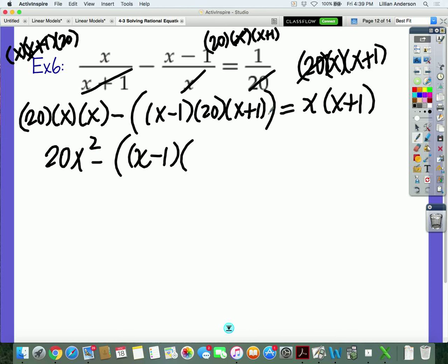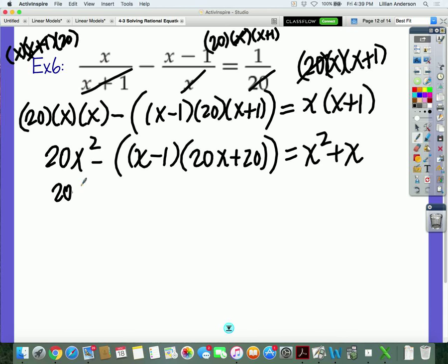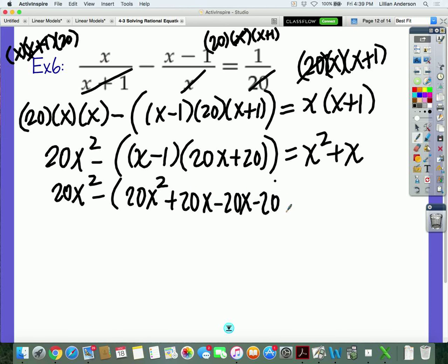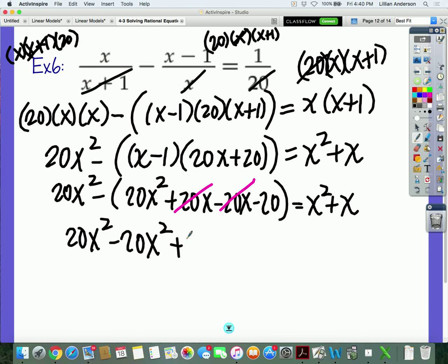I'm going to distribute this 20 into the x plus 1, so that way I can FOIL that middle part. Just going to keep simplifying here. FOIL. And what I notice when I FOIL here, I have a 20x and a negative 20x that cancel out. So I have a 20x squared. I'm going to distribute the negative to everything. It's going to give me a negative 20x squared and a positive 20. Remember, a negative and a negative make a positive.